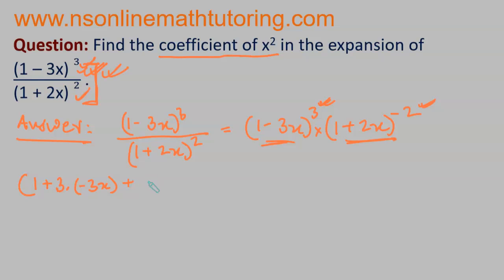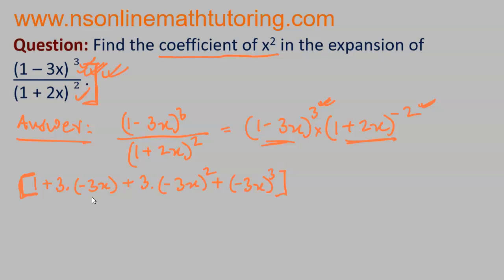Plus 3C2, again a 3. Now it will be 1 raised to the power of 3 minus 2, that is 1 raised to the power of 1, which is 1 again, and this time it will be (negative 3x) raised to the power of 2. Let me put a big bracket over here. And finally it will be (negative 3x) raised to the power of 3. So these will be the 4 terms from the first binomial expansion.